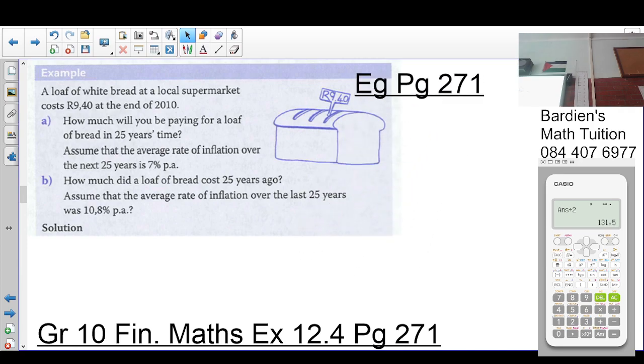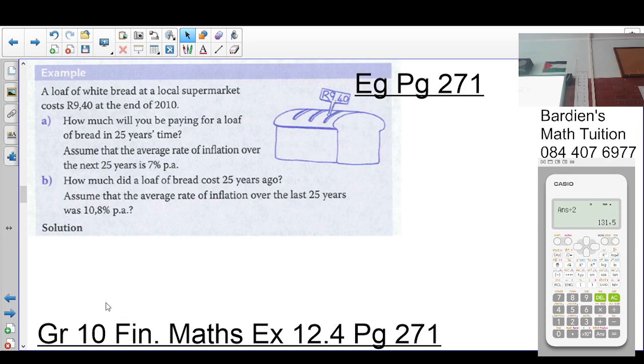Alright. So a loaf of white bread at the local supermarket costs 9 rand 40 cents at the end of 2010. Okay. There you can see 13 years ago it was half its price. When I remember going to the shop for a loaf of bread, the bread was 1.90. It's 10 times its price.